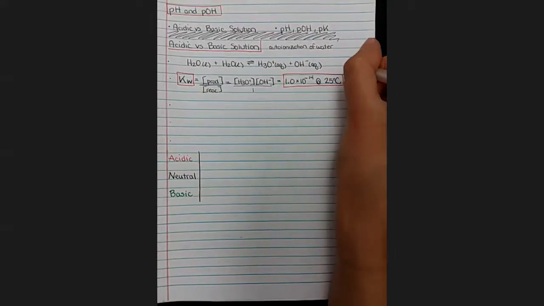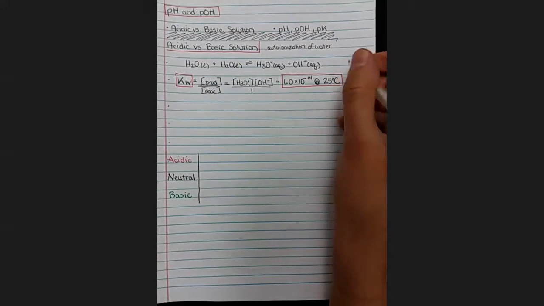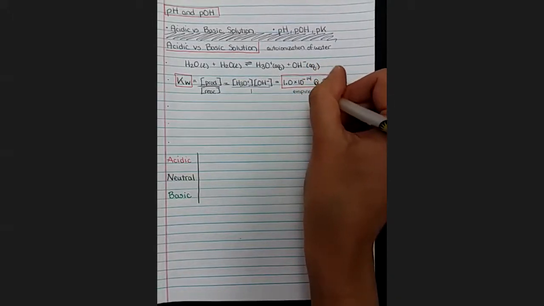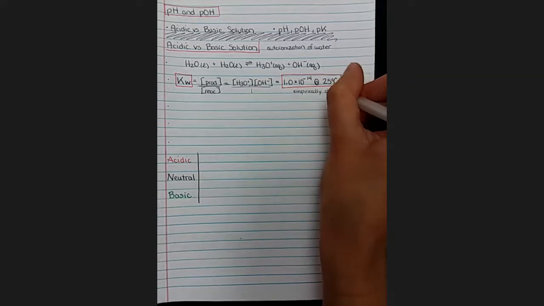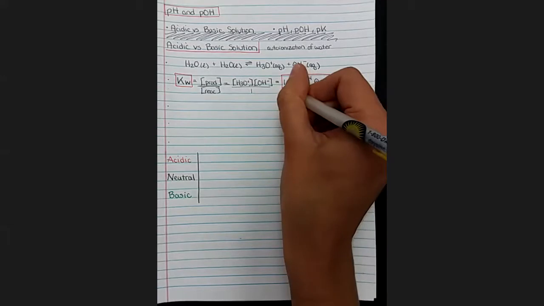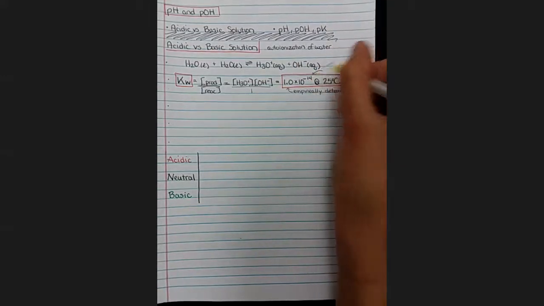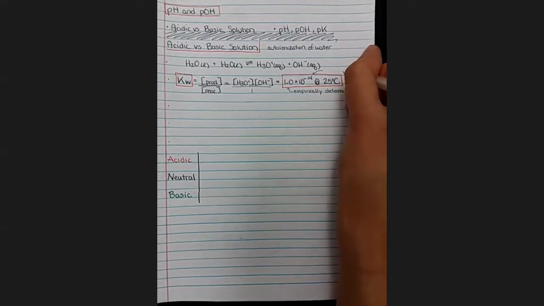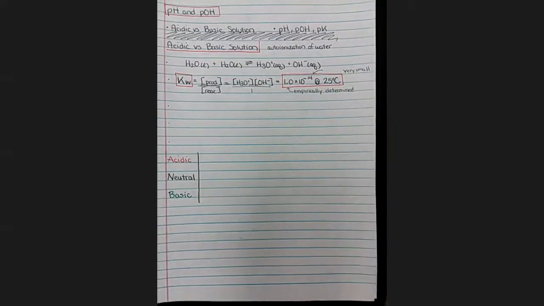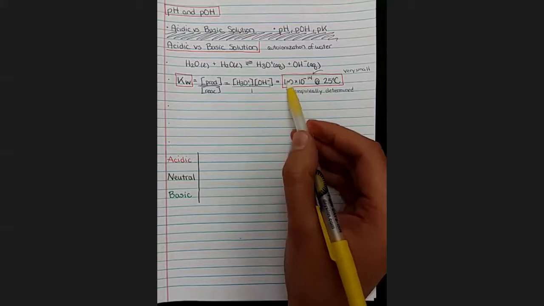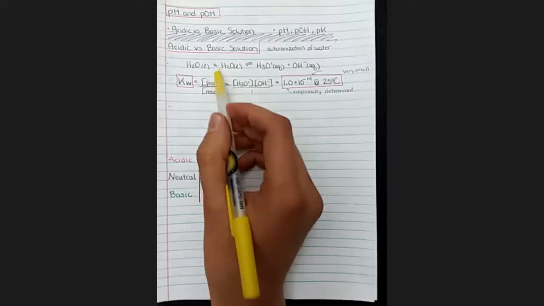Okay, so a couple of important things here. Number one, this is empirically determined. So that means it was determined by experiment and peer review. And another important thing to point out is this is a really small number. 1 times 10 to the negative 14th. That is 1 in a billion. And what do we know about super duper small K values? We know that it favors the reactant side. The reverse reaction is favored.